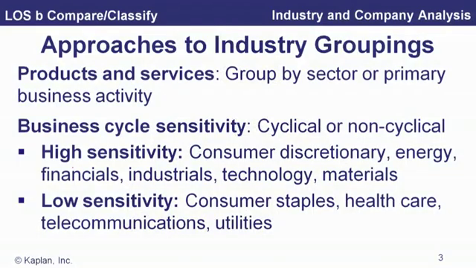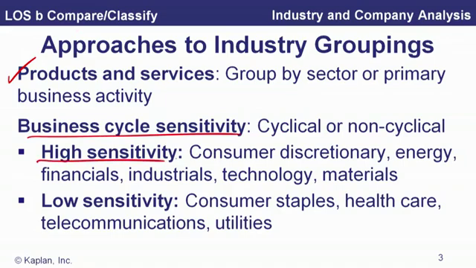So, approaches to industry grouping. Well, a couple of ways to do this. One would be by product and service. So you can group by sector or primary business activity. We're going to see some more on this later. The other approach would be to base it on the economics of business or industry returns, and that would be to look at business cycle sensitivity. So you can think of it as, is this a cyclical industry or a non-cyclical industry?